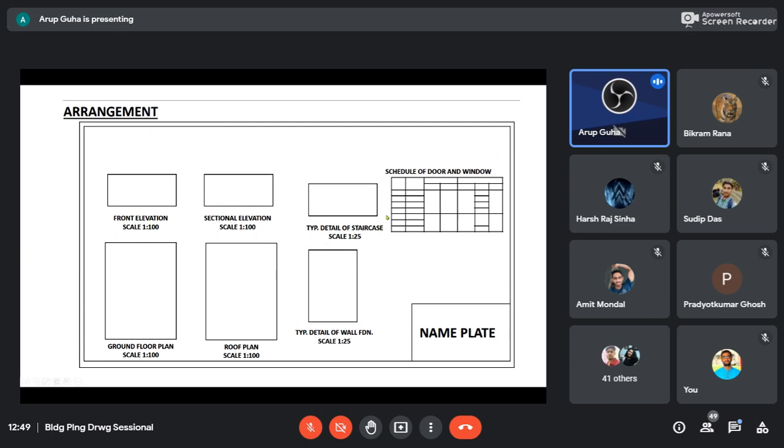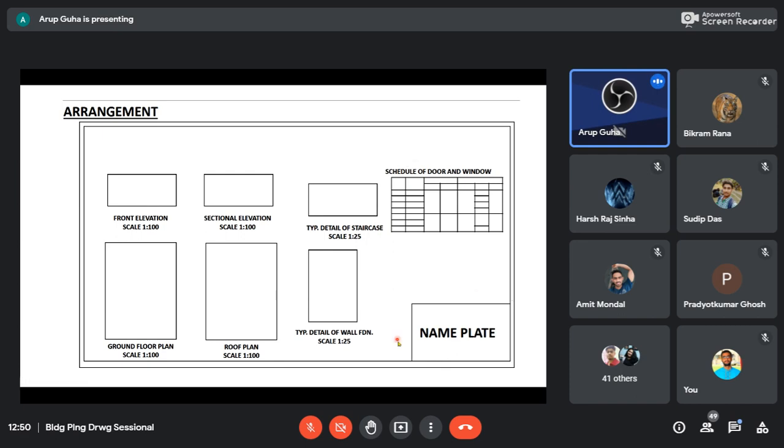Then the door window schedule. Actually, we have shown the doors and windows. Their dimensions have to be written over here. How many in numbers they are present, that is also tabulated here, so that you can estimate what is the cost involved.